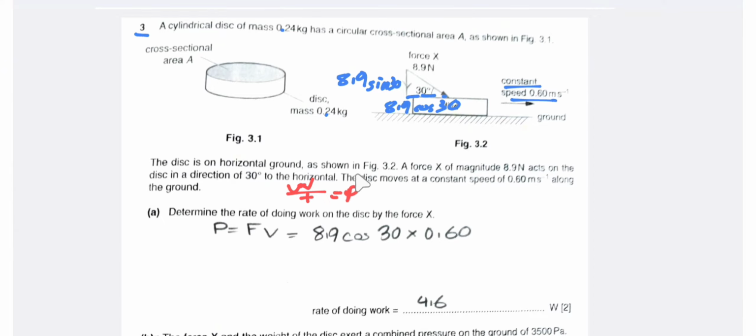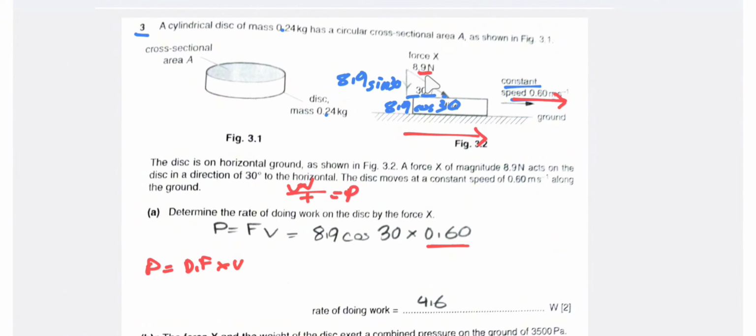To find the value of power, we can use the formula work done by time taken, but we don't know the value of work, and if we find the work, then we don't know the value of time. So we can calculate power using the other formula, power is equal to driving force times velocity. So what is the driving force? The velocity, 0.60, is in the horizontal direction, so we must use the horizontal component of the force.